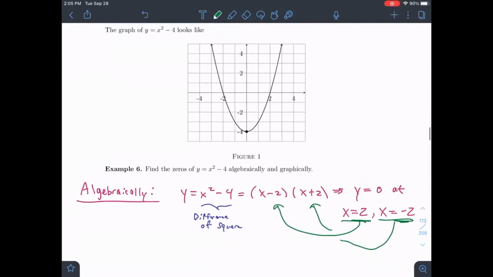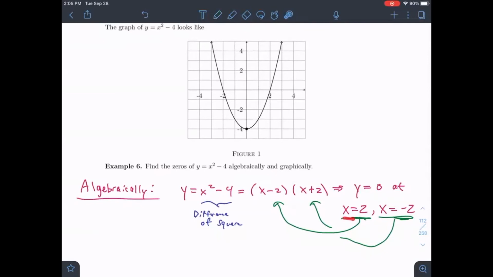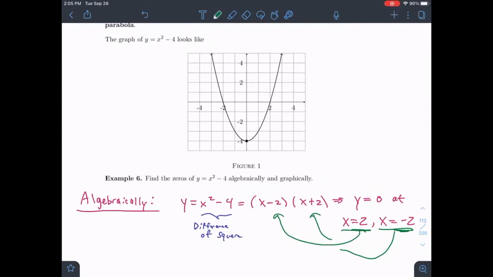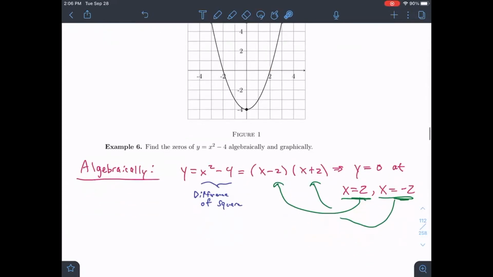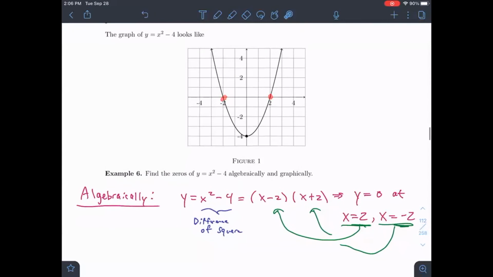And then graphically, we know what the zeros are going to be. We know it's going to be 0 at x is equal to 2 and x is equal to minus 2, and you can see this on the graph as well. The graph intersects the x-axis at x is equal to negative 2 and x is equal to 2. When a graph intersects the x-axis, that means its y value is 0. So the fact that it intersects the x-axis at x is equal to negative 2 and x is equal to 2 tells you that y is equal to 0 at those two values.